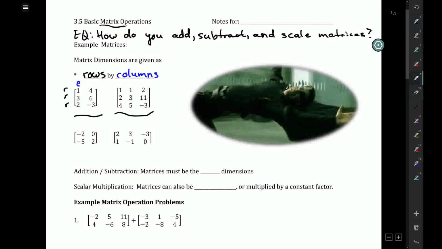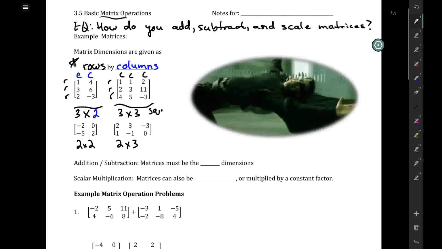Okay, so this first matrix we're going to call a 3 by 2 matrix. This next one is a 3 by 3. If it's the same thing, we call that a square matrix, okay, because it resembles a square. Here we would have a 2 by 2, and here we would have a 2 by 3. So do definitely know rows by columns is how we look at them, okay? That's going to be very important later on.